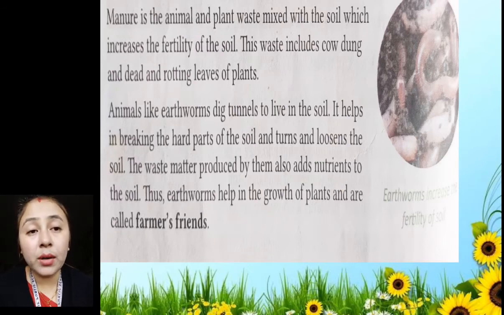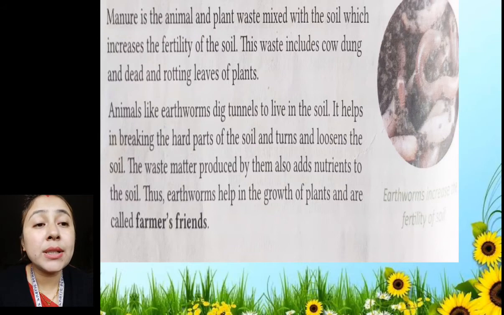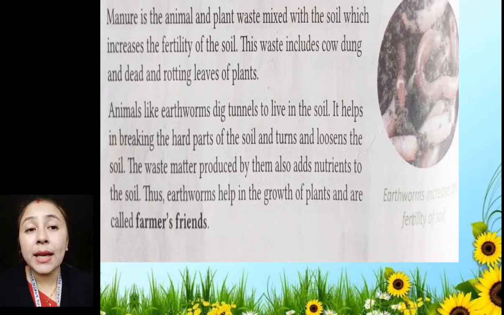Animals like earthworms dig tunnels to live in the soil. It helps in breaking the hard parts of the soil, and turns and loosens the soil. So animals and small insects like earthworms dig tunnels to live below the soil, and when they dig tunnels, it helps in breaking the hard parts of the soil. That means it will make the soil loose. The waste matter produced by them also adds nutrients to the soil. Obviously they are living things, they also produce waste matter, and the waste matter produced by these animals also adds nutrients to the soil.